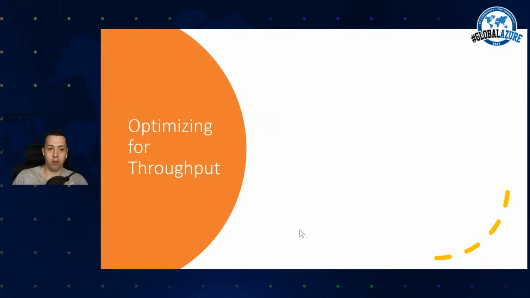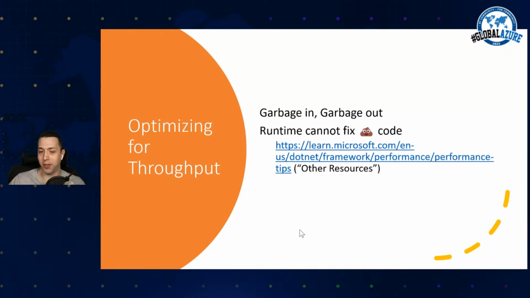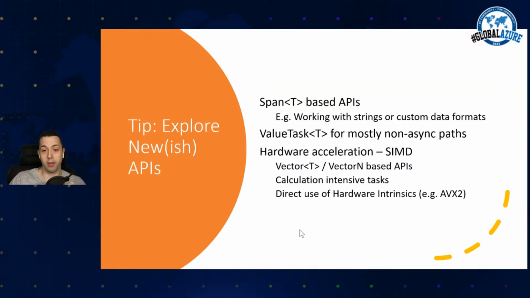So what can you do for optimizing? For throughput optimization, there are some things I can help you with, but the fundamental principle is garbage in, garbage out. Runtime and DOS optimization can't fix shady code. So do invest some time in how you refactor your code, use performance profilers, do benchmarks for certain hot code paths to make sure you're using the best code that you can write.